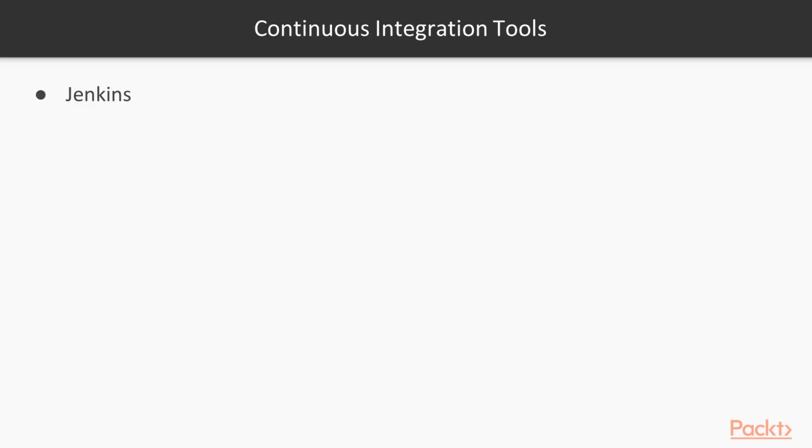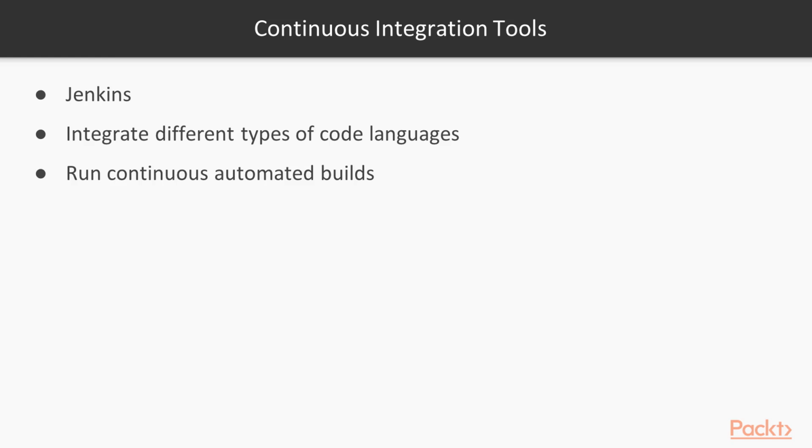Now, when it comes to continuous integration tools, one of the most popular tools, an open source tool that has been used for a lot of years, is Jenkins. In Jenkins, some of the advantages are that you can build different types of code languages. It could be C#, it could be Java. You could use Jenkins to build your code. You could run continuous automated builds using this tool. You could also include unit tests in your build or even integration tests.